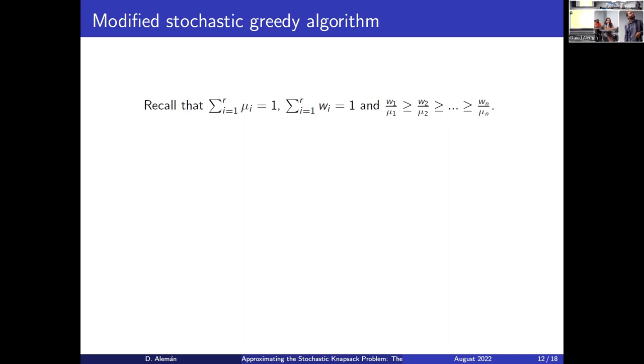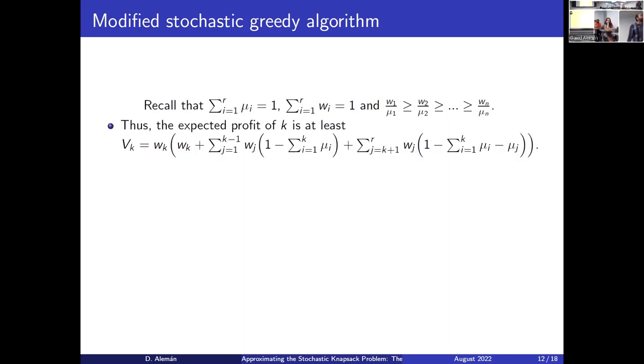Okay, let's recall our assumptions here. If we put all those terms in the previous equation and replace some of the BKs with its lower bound WK, then we get that the expected profit of K is at least this thing here.